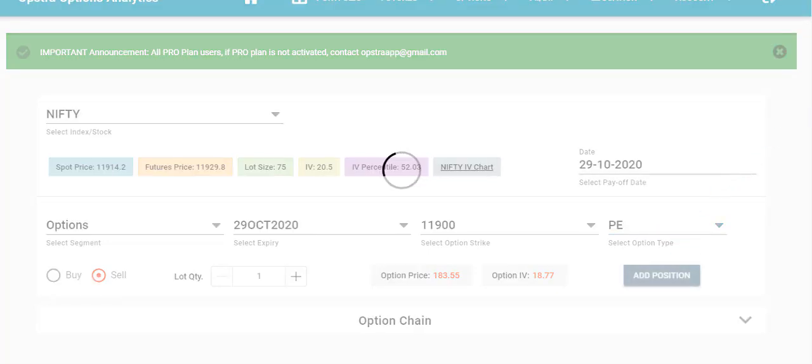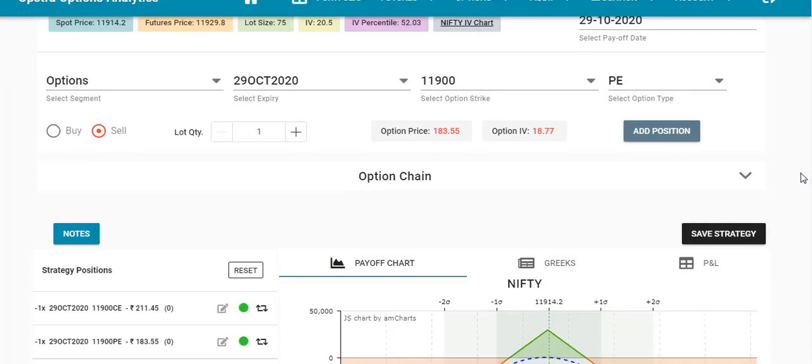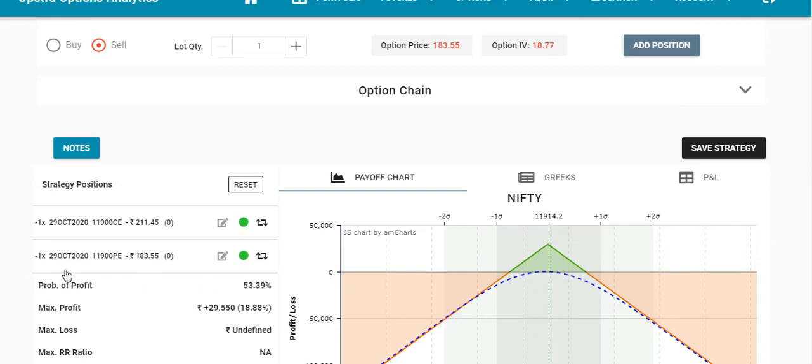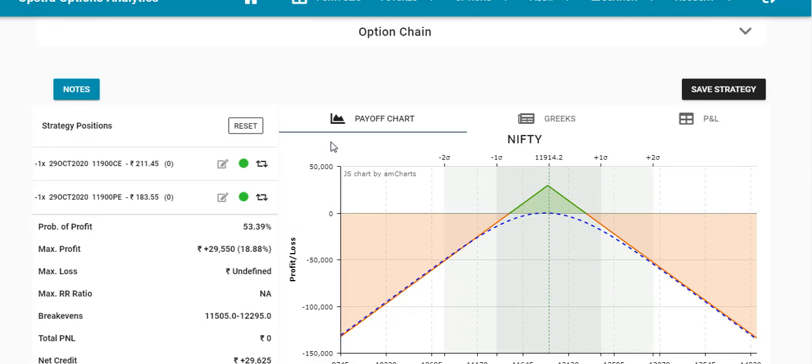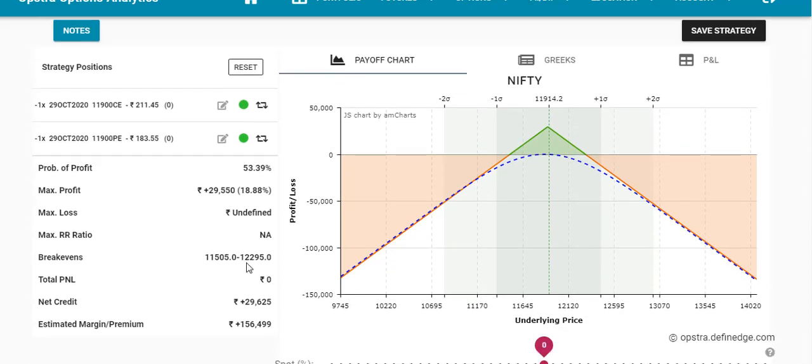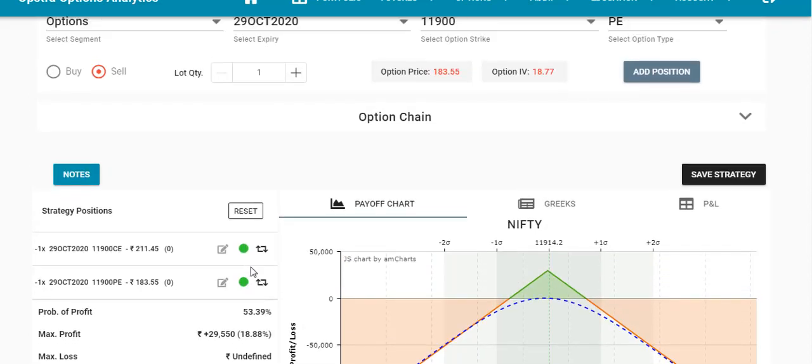So guys, I have shorted call and put. You can see I have shorted one call and one put both, so this becomes a short straddle. But what we need to do, we need to buy one hedge as well. See, the upper side break even is 12,295, so we will consider it as 12,300, and to the downside 11,500. So we need to buy one hedge at 11,500 and one hedge at 12,300.